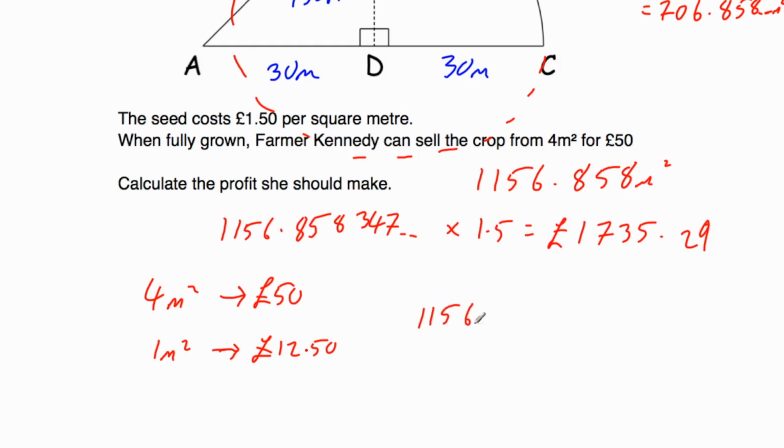So 1,156.858,347 and so on, multiplied by £12.50 is equal to £14,460 and 73 pence. So that's how much she can sell it for. That's how much she buys the seed for. So to work out our profit, we just need to take them away.